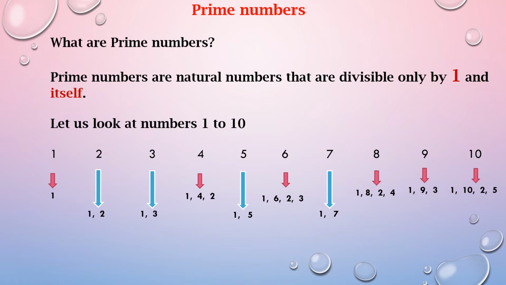Now what are prime numbers? Prime numbers are numbers that have only two factors. That is 1 and itself. Can you see blue? The lines in blue, the arrows in blue. 2, 3, 5 and 7. These have only two factors, 1 and itself. So these numbers are called prime numbers.